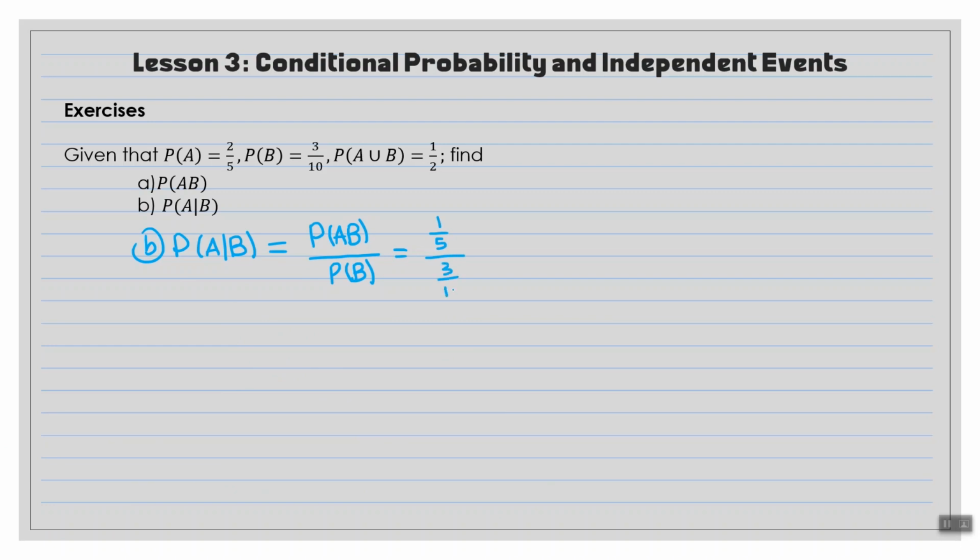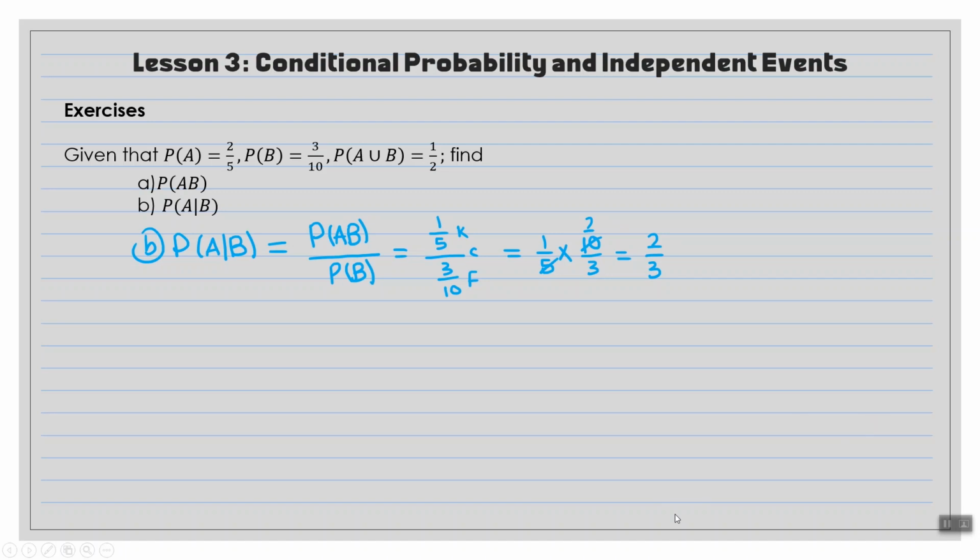And as usual, we don't like fractions over fractions, so we're going to keep, change, flip. So this is going to be 1 over 5 multiplied by 10 over 3, and we can cancel the 5 with the 10, we will get 2. So this becomes 2 over 3 eventually, which is more than 0 and less than 1, which makes sense, because we said that probabilities should always be between 0 and 1.